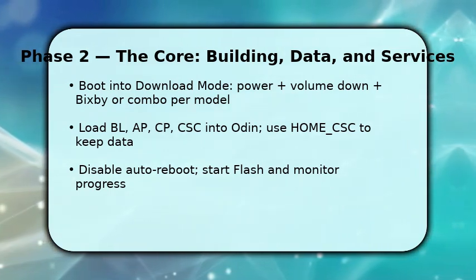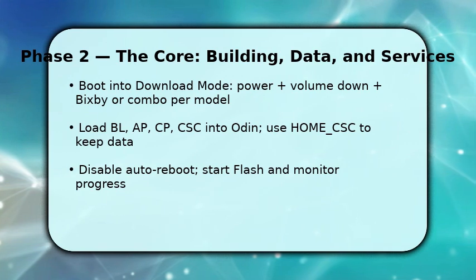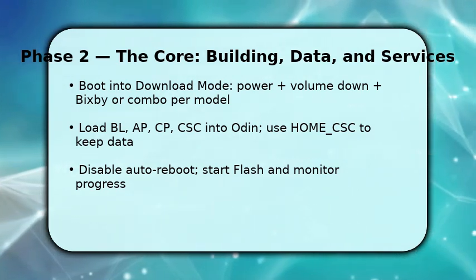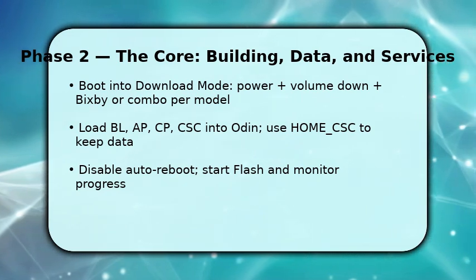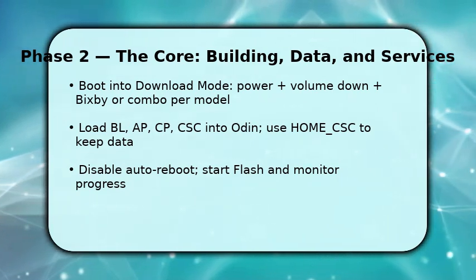On your PC, open Odin and load BL, App, CP, and CSC partitions. Choose Home CSC if you want to retain user data versus Full CSC, which wipes. Disable auto-reboot so you can finish checks. Click Start and watch Odin's log for a successful pass.